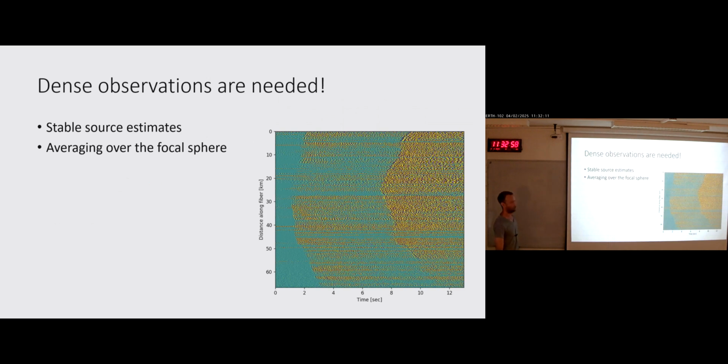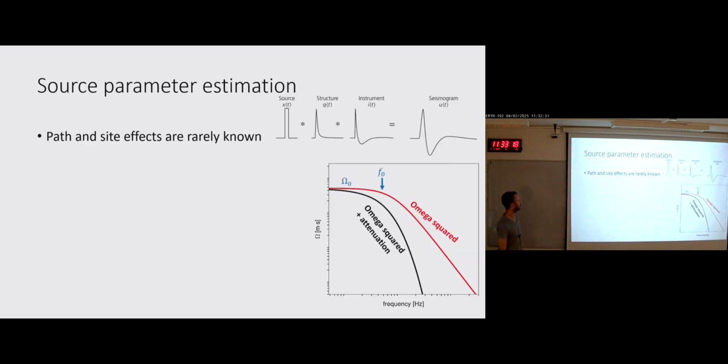So DAS can really help us get more reliable estimates of this very critical parameter. We can average the estimates over the focal sphere. This is an example of the same earthquake that I showed location efforts for, recorded along 66 kilometers. We observed the earthquake from various angles, and we can get more reliable estimates if we use DAS.